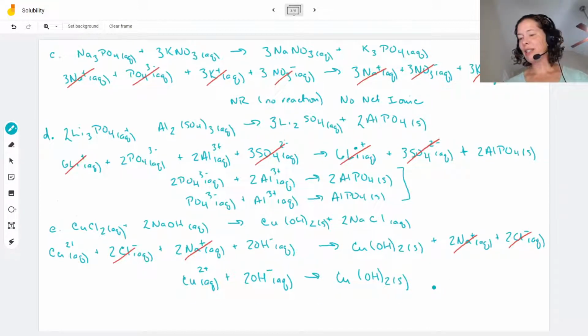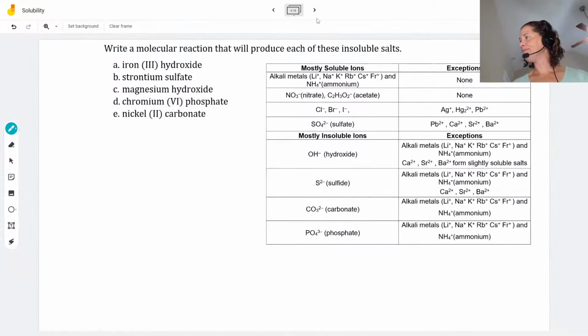And that is my net ionic equation. Okay, so that's it for the practice for just taking a reaction, predicting products, and then doing complete ionic and net ionic equation. Let's go on to the next type of problem.